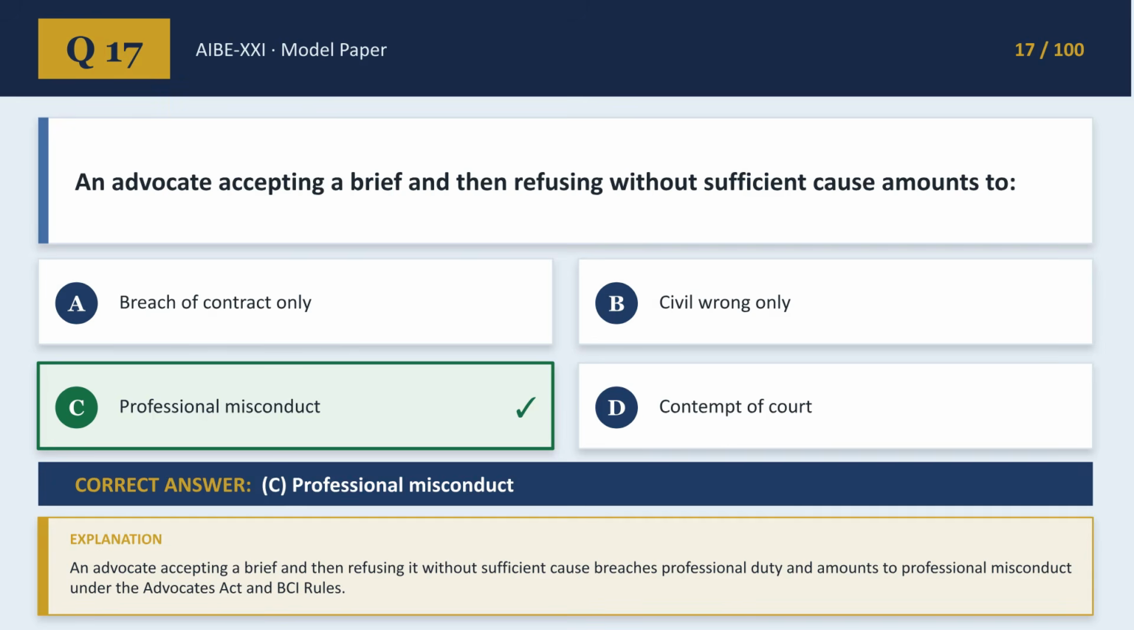Question 17 asks what an advocate accepting a brief and then refusing it without sufficient cause amounts to. The correct answer is C, professional misconduct, as this breaches professional duty under the Advocates Act and BCI rules.